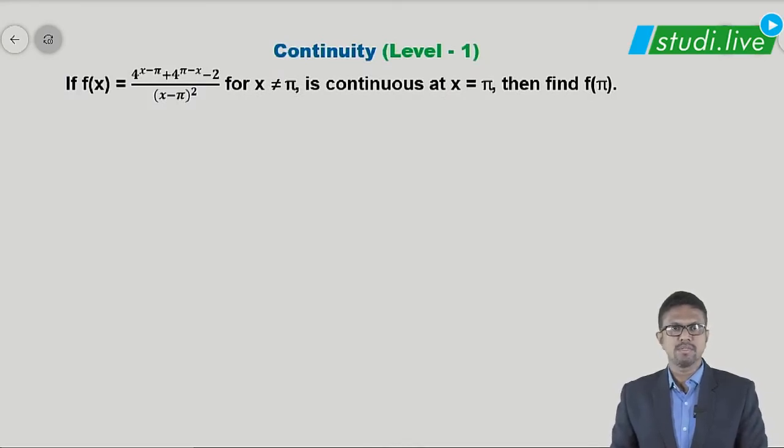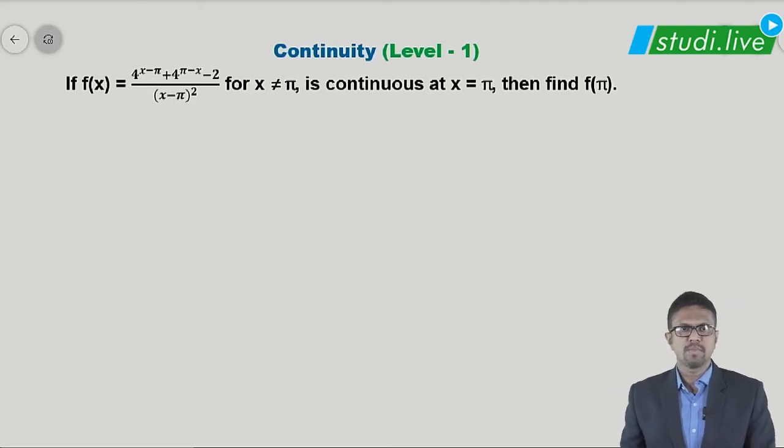So the question says, if the function f of x is equal to 4 raised to x minus pi plus 4 raised to pi minus x minus 2, upon x minus pi the whole square, where x is not equal to pi, is continuous at x equal to pi, then find the value of f of pi. So very similar to the question that we have done previously.